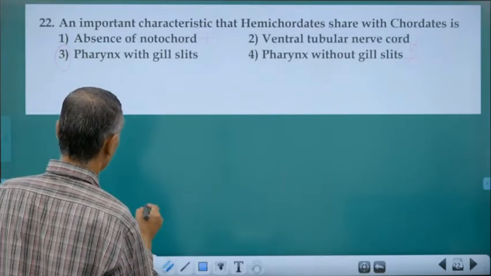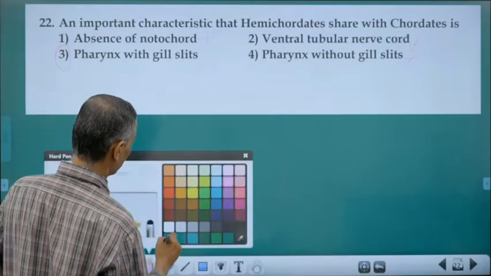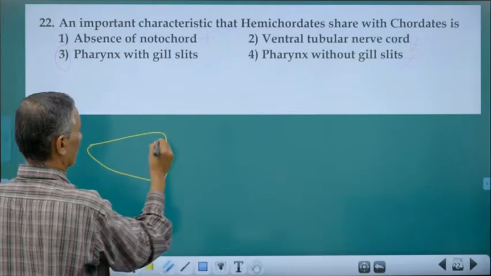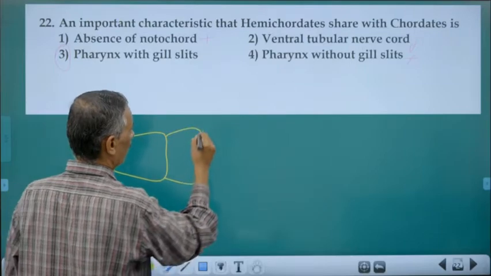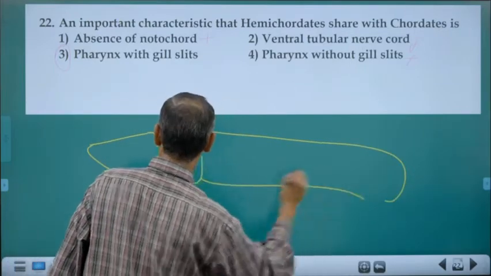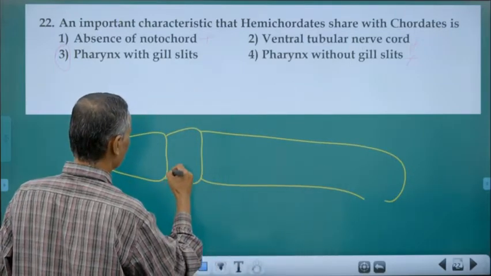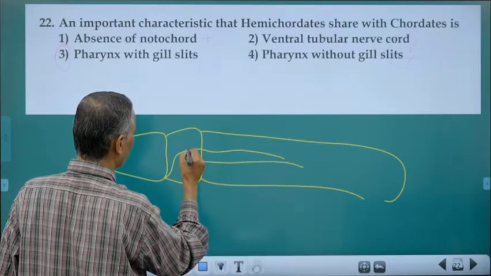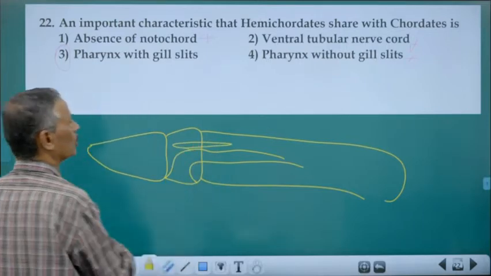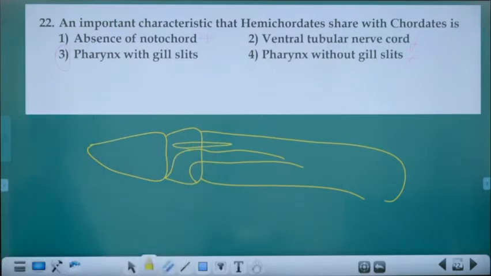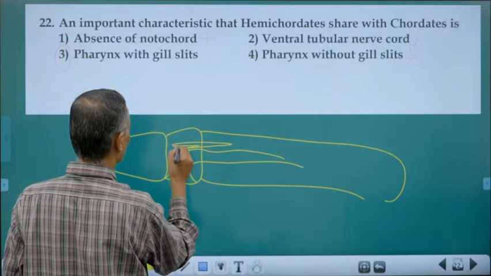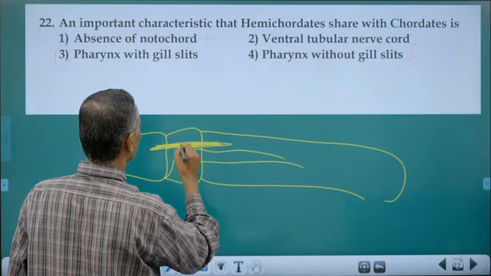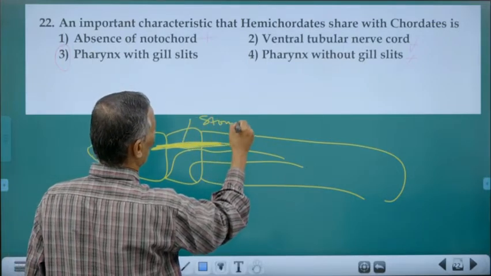See, in the body of a hemichordate, you are having a proboscis, a collar, and a trunk. Here, proboscis will be having the buccal cavity, and during the embryonic development, from the roof of the buccal cavity develops a diverticulum. That diverticulum extends, grows, and gives support to the anterior part of the body. This is called stomatochord.